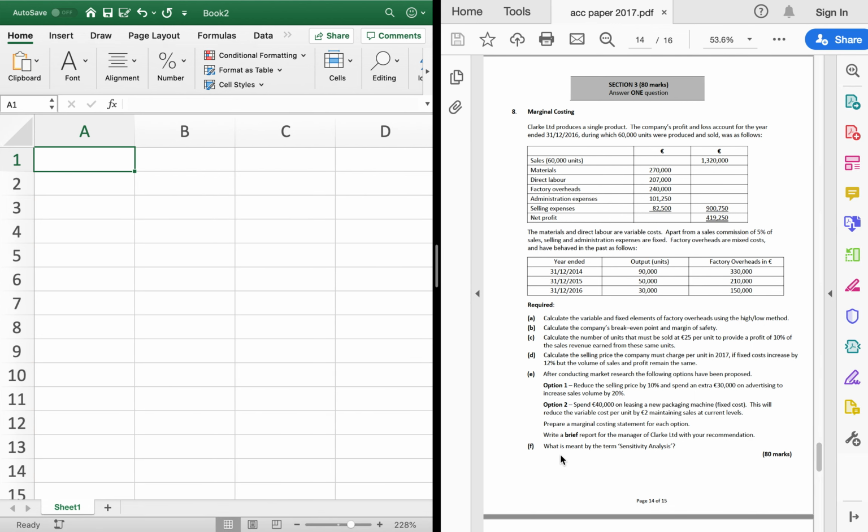All right, so this is the 2017 marginal costing question. It mixes up a little bit of flexible budgeting into the middle of it. It was very similar to what was on the 2019 mock. So part A is calculate the variable and fixed elements of factory overheads using the high-low method.